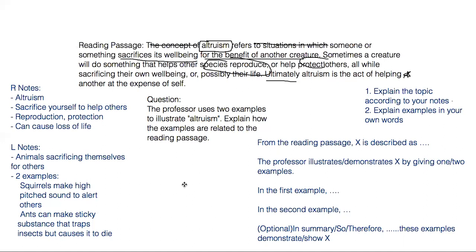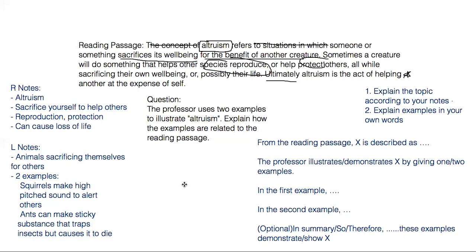From the reading passage, altruism is described as the act of helping another at the expense of self. The idea that some creatures will sacrifice themselves to help others, and this can affect them through reproduction or protecting each other, and it can ultimately cause loss of life. The professor demonstrates altruism by giving 2 examples.